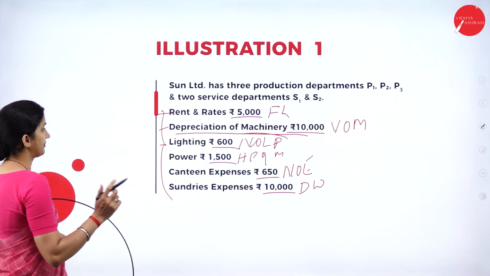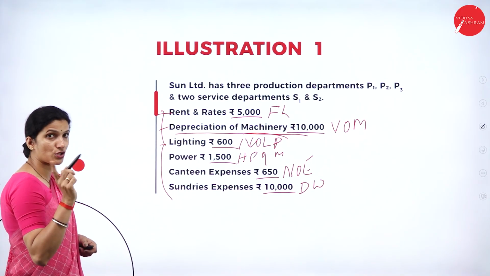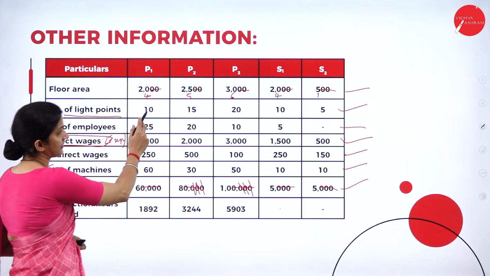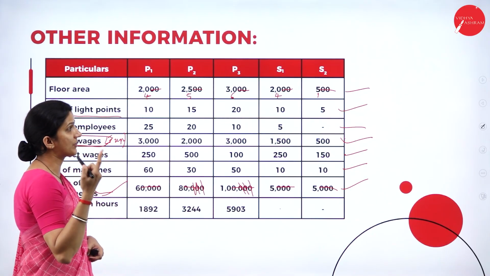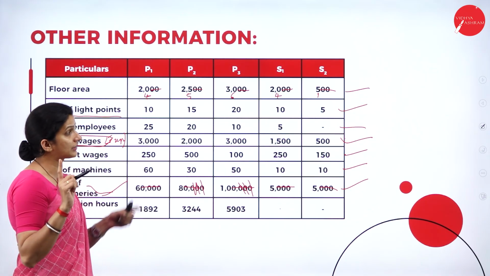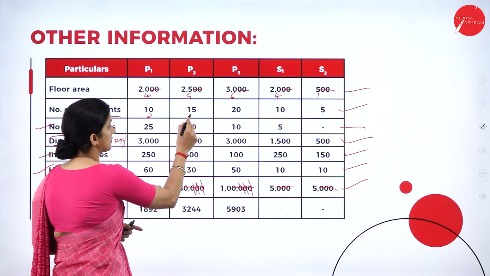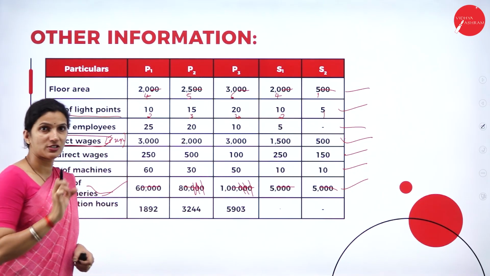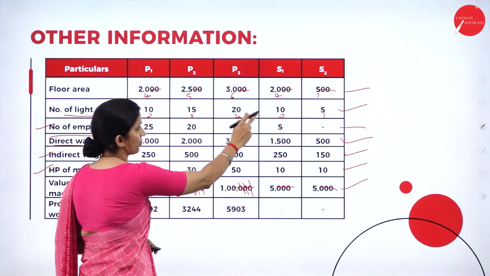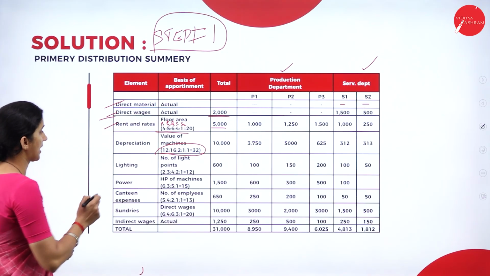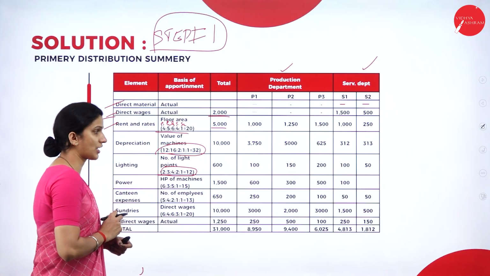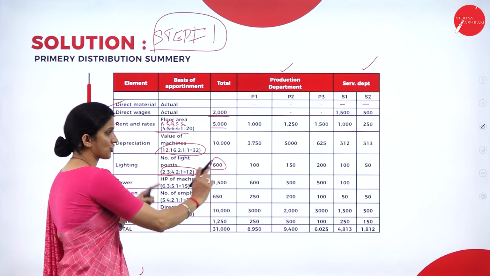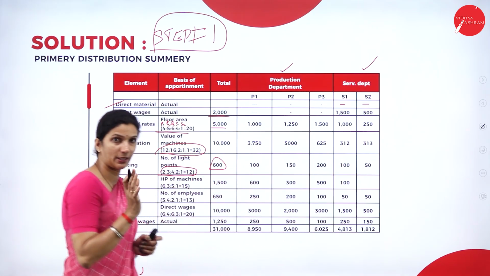Then we have next lighting 600. Your basis is number of light points. Here the number of light points we have is 10, 15, 20, 10, 5. That means we can simplify by taking a common factor, it is 5. 5 2s are 10, 5 3s are 15, 5 4s are 20, 5 2s are 10 and 5 1s are 5. So your simplified ratio is 2:3:4:2:1. So that we will take here for number of light points. This is the ratio. So total lighting charges are 600. This 600, by taking this ratio, we are allocating to all the 5 departments.